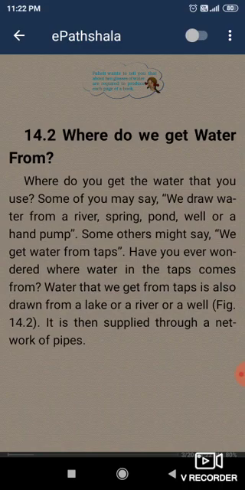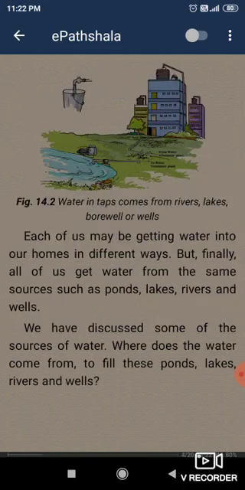Have you ever wondered where water in the taps comes from? Water that we get from taps is also drawn from a lake or a river or a well. It is then supplied through a network of pipes. Each of us may be getting water into our homes in different ways, but finally all of us get water from the same sources such as ponds, lakes, rivers, and wells. We have discussed some of the sources of water. Where does the water come from to fill these ponds, lakes, rivers, and wells?